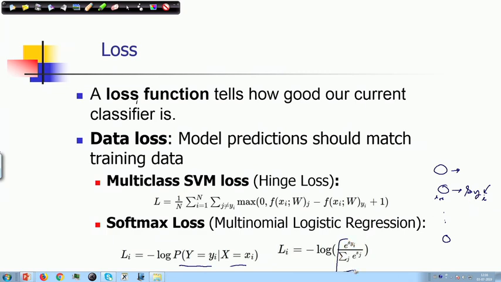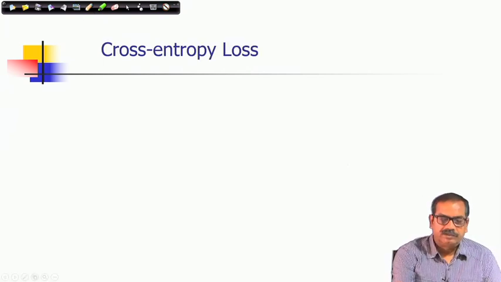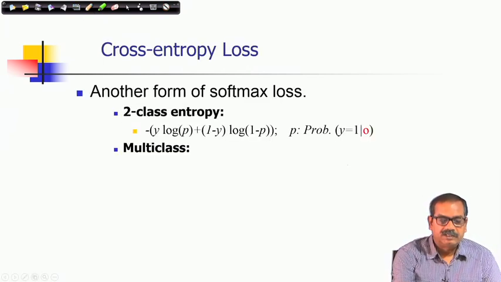This is a softmax expression. You raise it to the exponentiation and normalize it by the sum of all these exponentiations. That gives you the probability value, and it is actually modeling this particular term itself. It is giving this probability of y given data. This is the posterior model. So cross entropy loss is also another form of softmax loss.